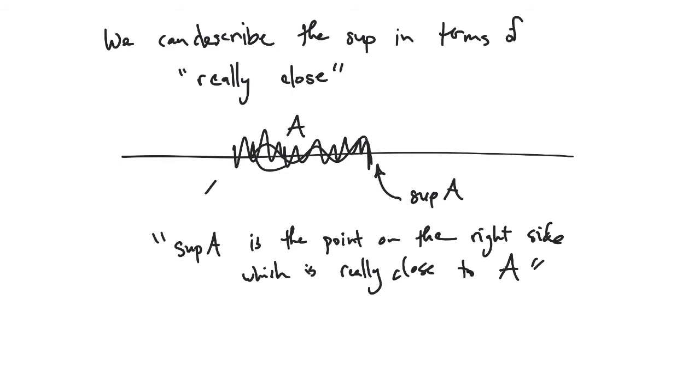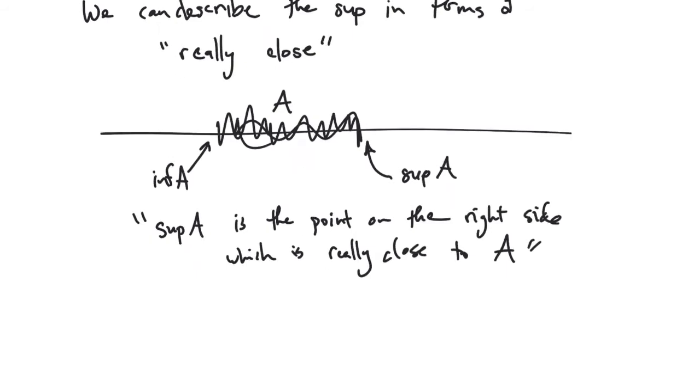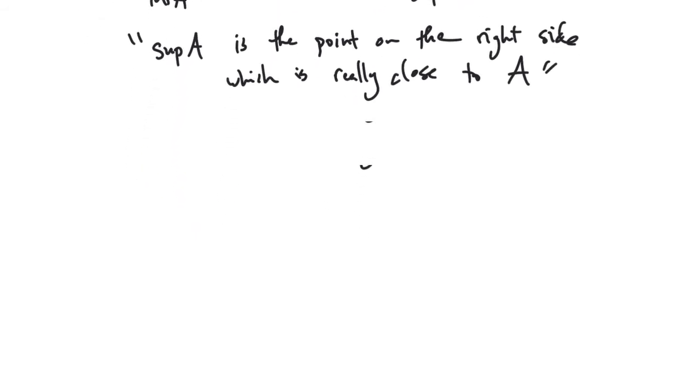The inf, of course, would be the same, but on the other side. It's like the closest point you can get to the set A on the other side, all right? This is what I want to express in more formal language in the other theorem. And to get this idea of really close, just like last time, the closeness will be expressed by the phrase for all epsilon greater than 0, and then you say some stuff.